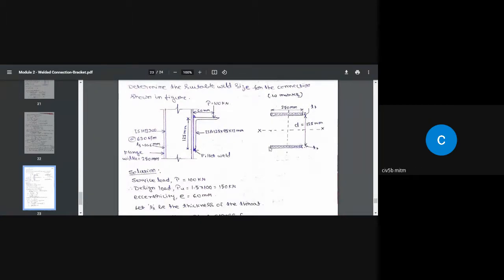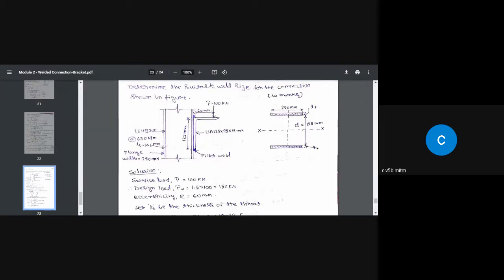And again, it is 250 millimeter here. Why 250 millimeter? The maximum we can go up to is 250 millimeter, as far as the length of the angle perpendicular to the paper is concerned, it can go to any length. But there is a limit for ISHB 300.